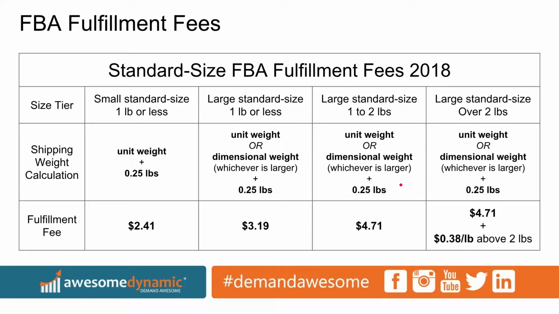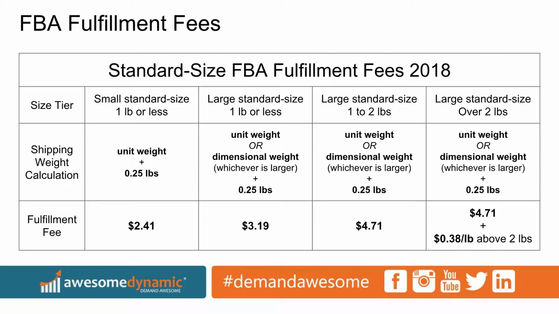a 1/4 pound. That means that if your product weighs, let's say, 1.8 pounds, Amazon is going to add a 1/4 pound onto that, which will push it over 2 pounds, therefore making it in the next tier up. So it'll be $4.71 plus 38 cents for that additional pound, since it's a pound above 2. So your total is going to be $5.09.